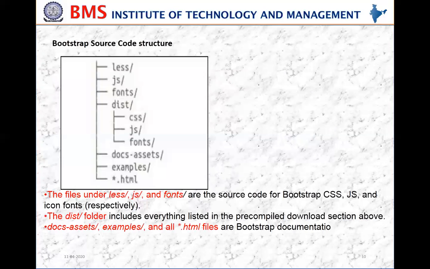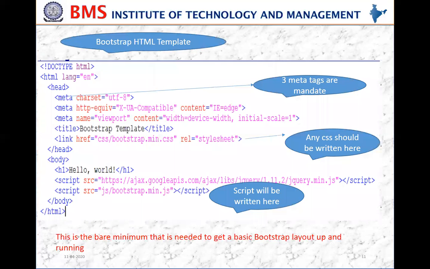This has been already discussed. This is a typical Bootstrap HTML template. So you can see the HTML tag. Then you have a head tag. So you have three meta tags which are mandatory for a Bootstrap program. So you can add any kind of text only after this, not before this. Then you have a title tag in a Bootstrap template. Then you can put all your CSS files here. Then you close your head tag.